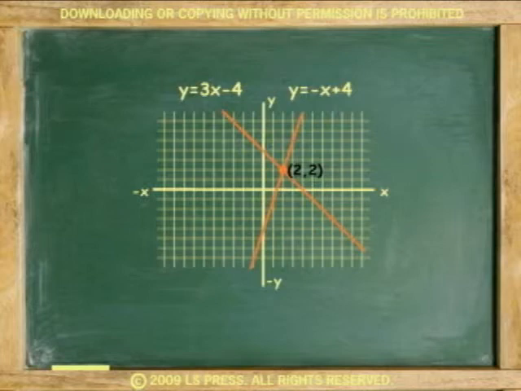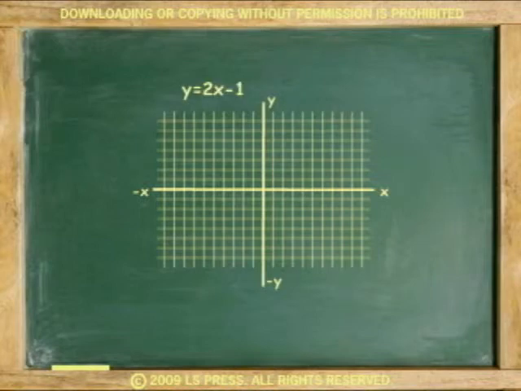Graphical solutions have the drawback that the accuracy of the answer depends on how well you can plot the graph. Some systems may not be as simple as the one we just did. For example, find the solution to the system y equals 2x minus 1, y equals 2/3 x plus 2. Plot the y-intercept and slope.